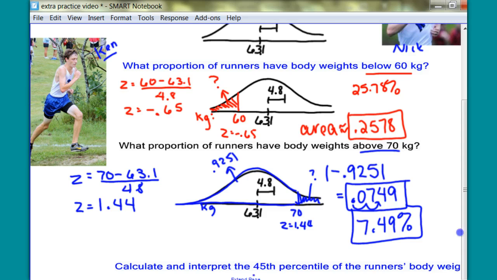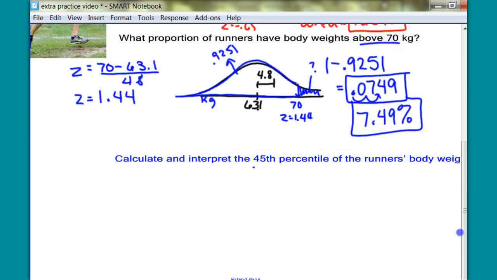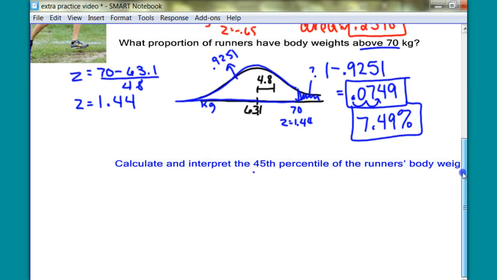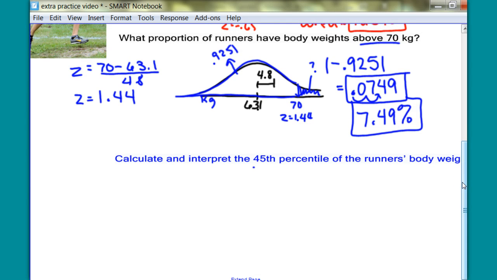Last one, I thought I would share with you a percentile problem because a lot of people tend to have issues with those. So it says calculate and interpret the 45th percentile. So draw yourself a little picture, put the mean of 63.1, put your spread in there so you've got your data gathered together. And 45th percentile, that means that there's a weight in here that is heavier than 45% of others.